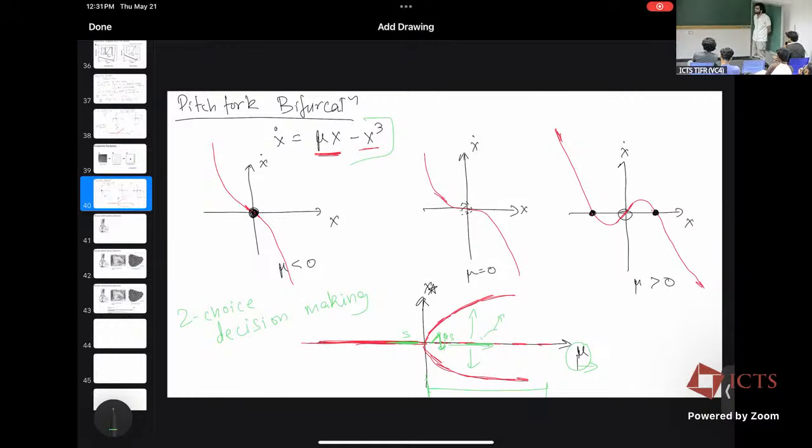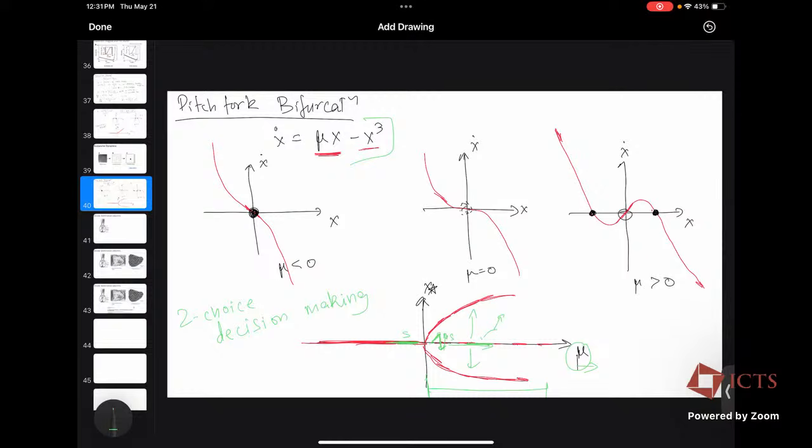Does the number of choices change? Well, not really, in the sense that if I just had mu x minus x to the 5, hopefully you can see intuitively the geometrical picture remains the same, right? If I have just plus x minus x to the 5, my roots are still going to be 0 and plus minus 1. So I only have this unstable fixed point and two stable fixed points.